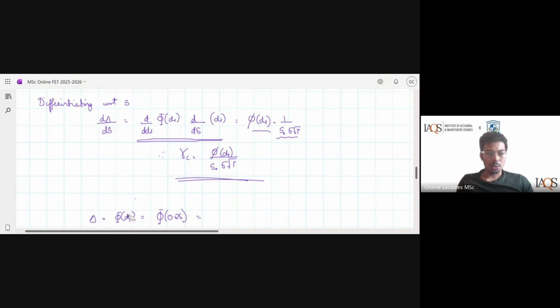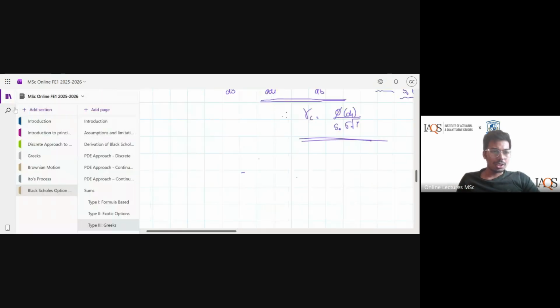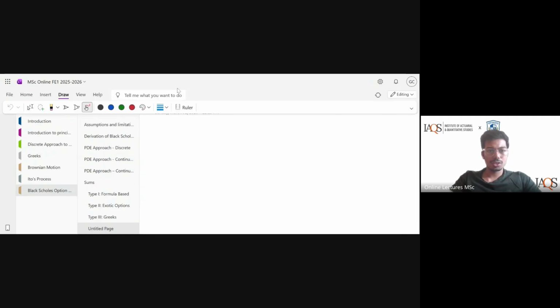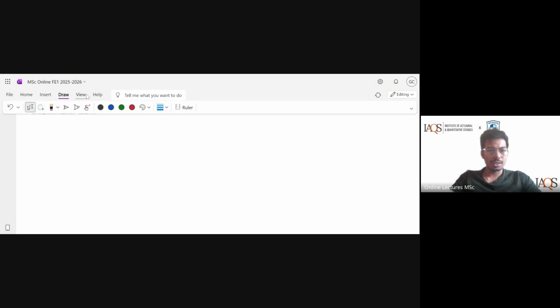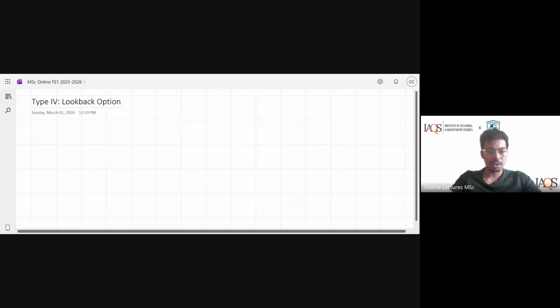Alright. Let's start with type 4. I think it's a good time to erase this. Just put the title. So let's start with the last type that we have, which is type 4. I call it look back option, though it is not actually a look back option type, but let's see what kind of question it brings. We'll start with a question and we'll understand this.